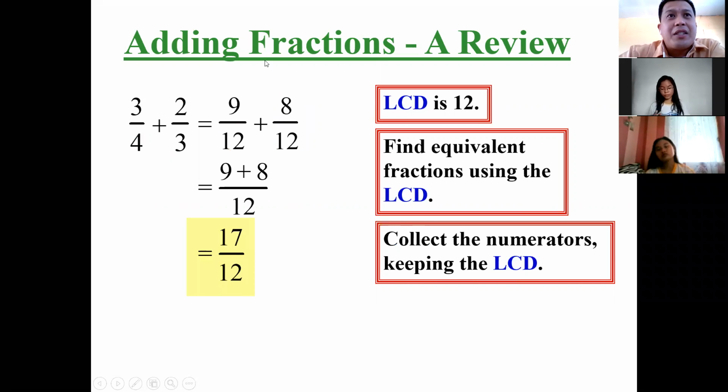So collect the numerators. Right now, we have the same denominator. So what is the rule in adding fractions with the same denominator? Just simply copy the denominator, which is 12, and then combine the numerators. Whatever the operation in between the two fractions, if this is subtraction, this will be 9 minus 8. If this is addition, we have 9 plus 8, then you copy the denominator, which is 12, so you'll get the answer, 17 over 12.